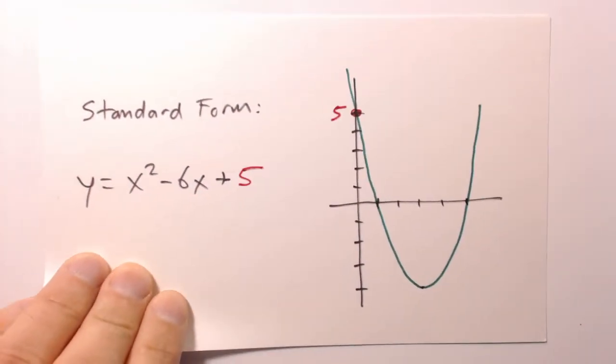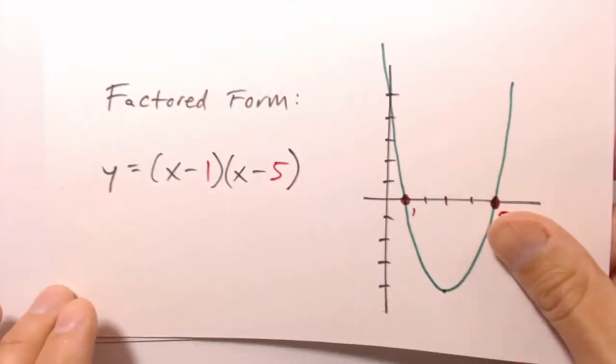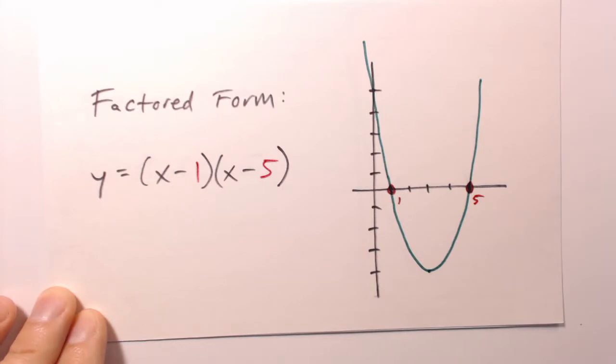Completing the square is a little math trick that we are sometimes called upon to do when working with the equations of parabolas. It also works with the equations of circles. Here's a parabola in standard form. Here's another version of that same parabola in factored form.